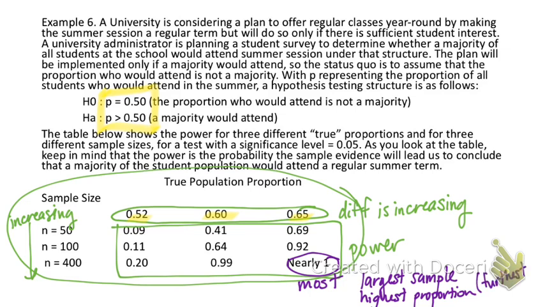You might want to write that because it won't always be the highest. It could be the lowest. It just depends on what direction it is. So furthest away from 0.5, which is my null hypothesis.